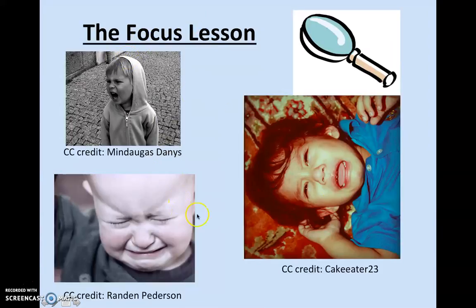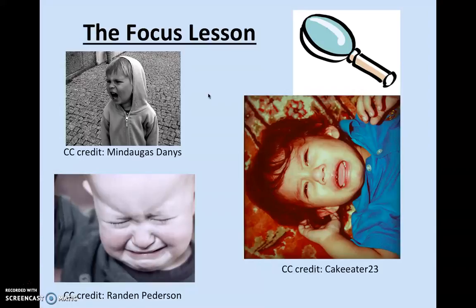Clearly, if you look at all of these kids, there's some common things. So I might just put this up there for the students, not really telling them what I'm expecting, but just having them look at these images and asking them, what do you notice about these kids? How do they feel? What do their faces look like? What do you think happened? What made them feel this way?